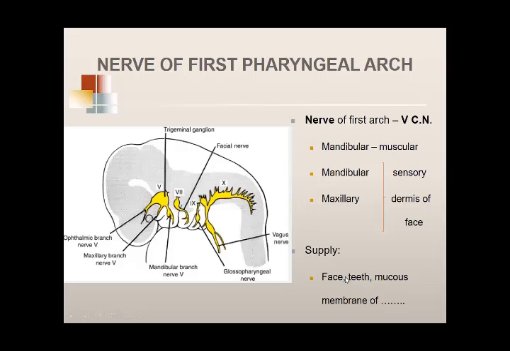और supply मैंने आपको बता दी है. Face, teeth, mucous membranes कहाँ की? Nose, mouth, tongue, nasal cavity, oral cavity, etc. ये सब mucous membranes को supply करती है.